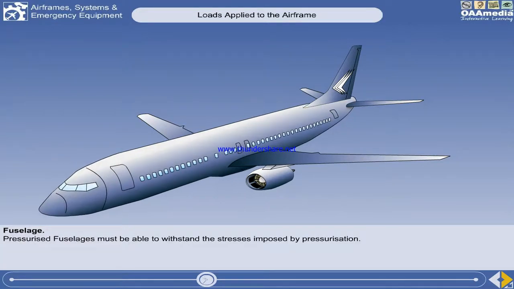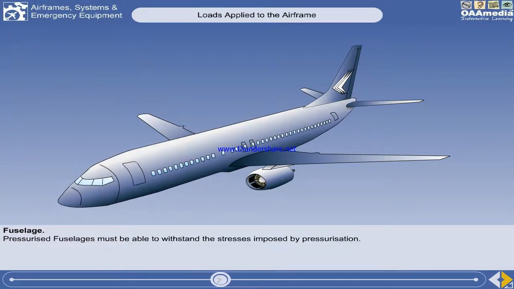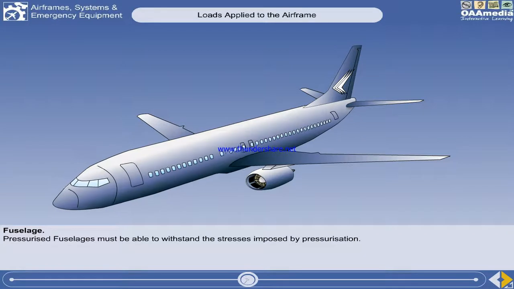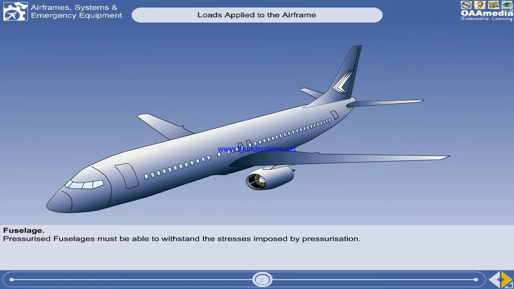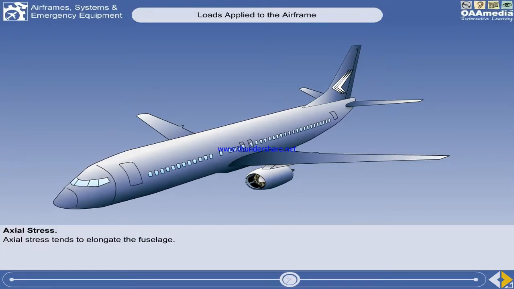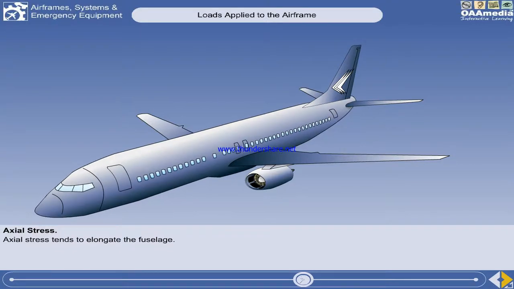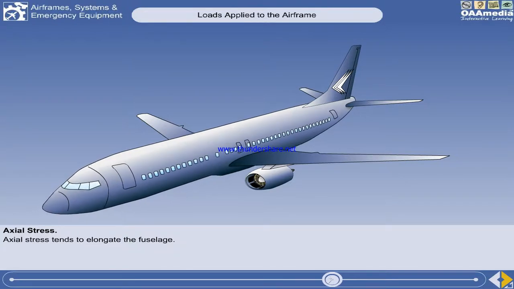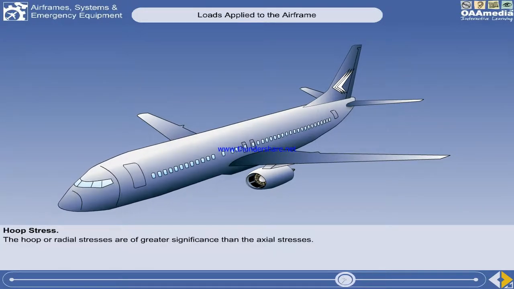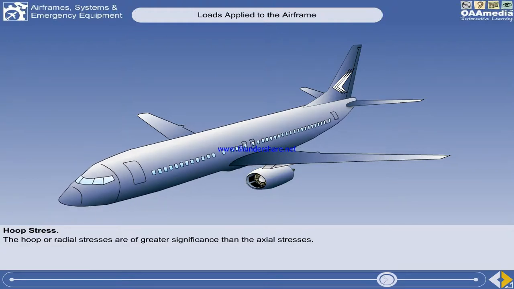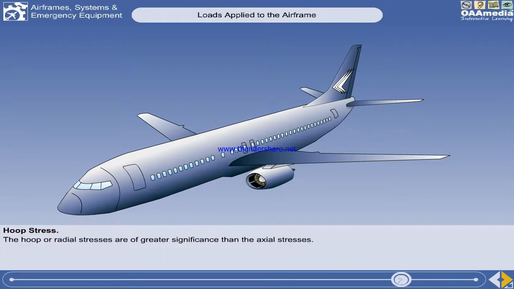Modern aircraft fuselages are pressurized, and these pressurized aircraft structures must also be capable of withstanding axial and hoop stresses imposed by the pressurization forces. Axial or longitudinal stresses are set up in the fuselage of aircraft when pressurized, and tend to elongate the fuselage between the front and rear pressure bulkheads. Hoop or radial stresses, also caused by pressurizing the fuselage, tend to expand the fuselage cross-section area. The hoop or radial stresses are of greater significance than the axial stresses.